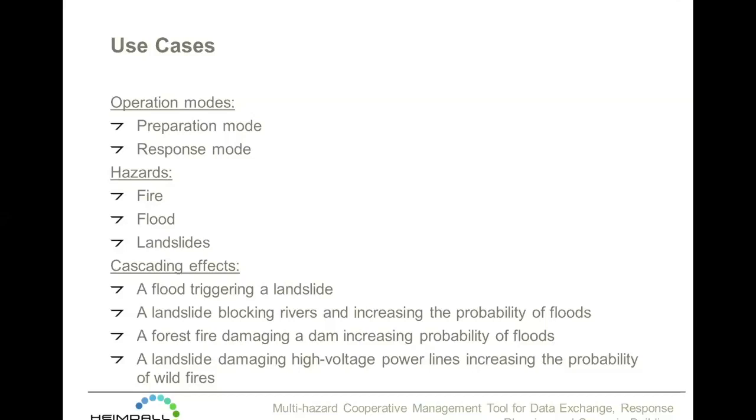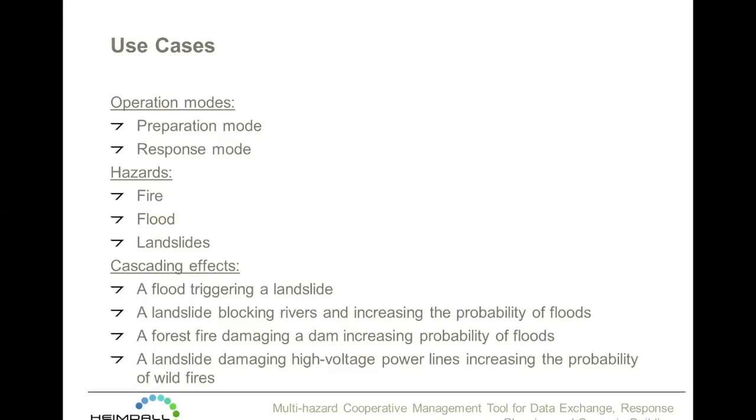It will be possible to use the HEIMDALL system in two operation modes. The first one is the preparation mode, in which end users can conduct response planning and scenario building using hypothetical and historical data that either is stored in the system or shared by another entity. In the second operation mode, the response mode, actual sensor data of a real ongoing incident is used as an input, and this can then be evaluated and used by firefighters or the medical services and so on.